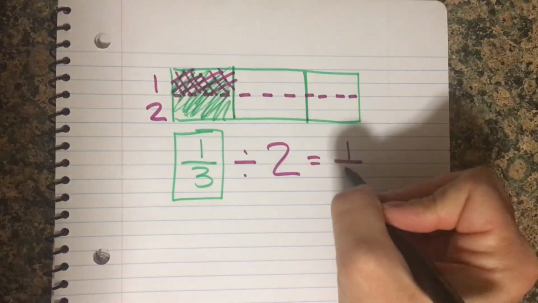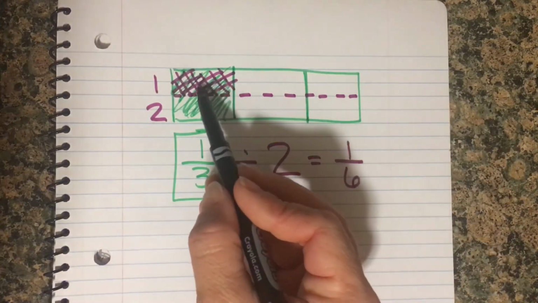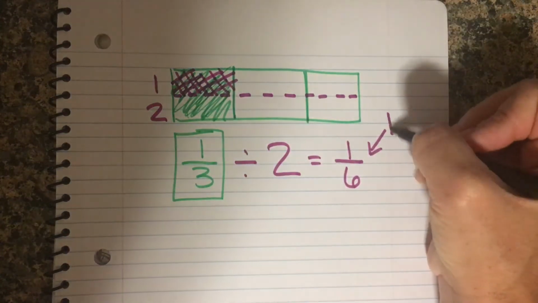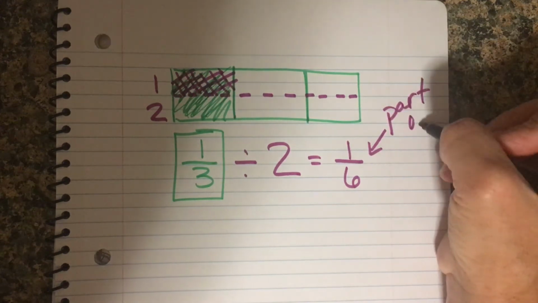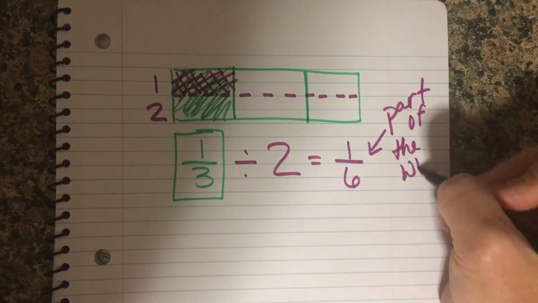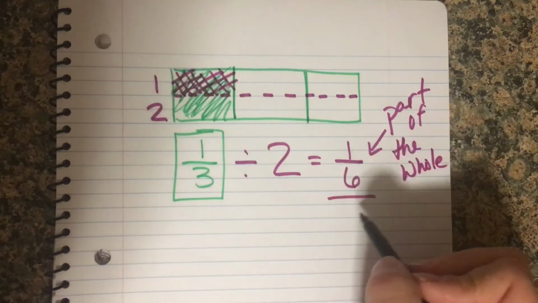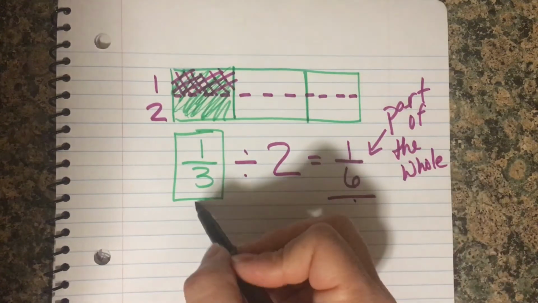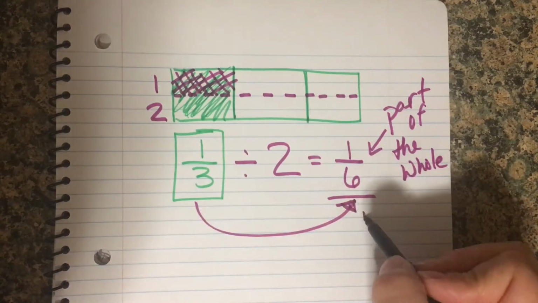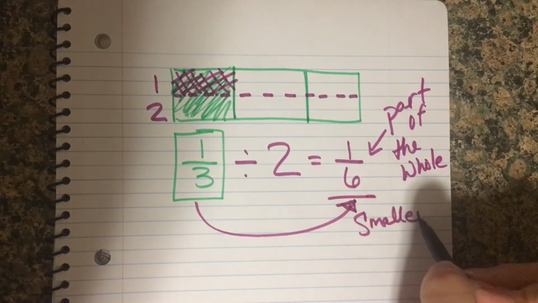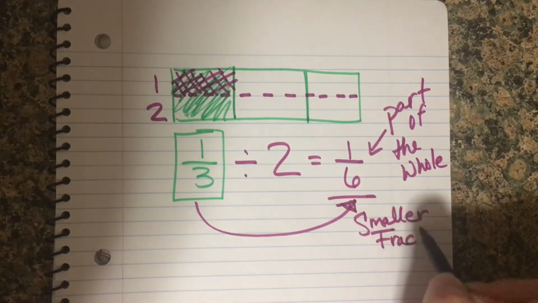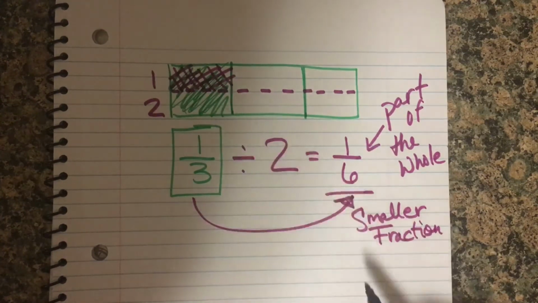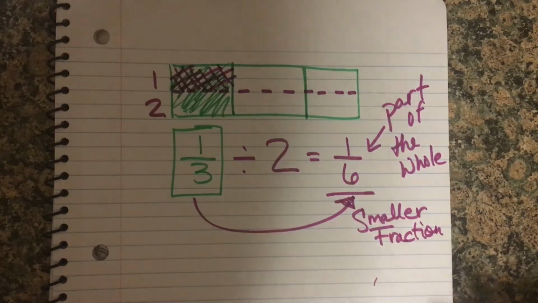The answer is 1/6 because this is 1/6 of the whole. This is always part of the whole. And you have to look at it as that because this is always going to be a smaller fraction than this. When you compare these two, this is always going to be a smaller fraction because your tiny piece is getting tinier. I'm not going to split 1/3 of a candy bar and end up with 6 candy bars. It's got to be a smaller fraction than what I start with.